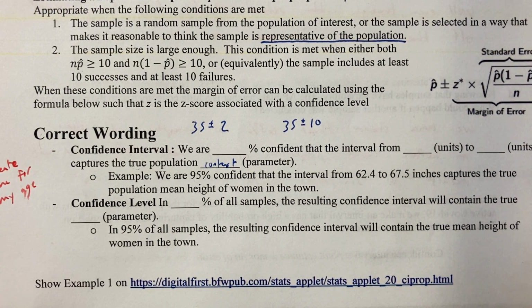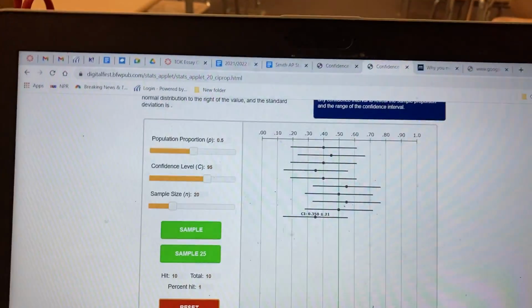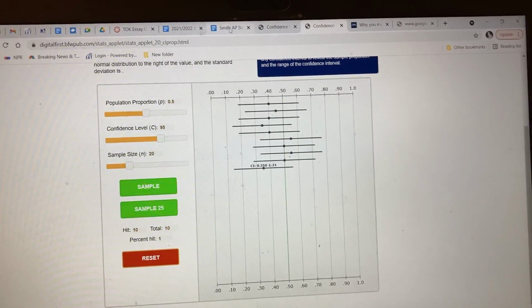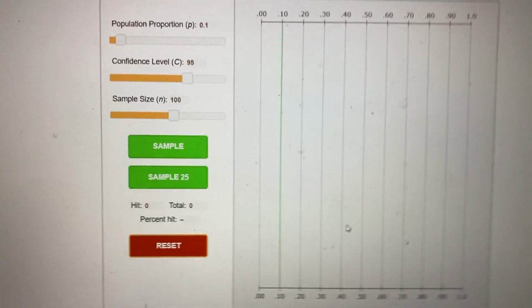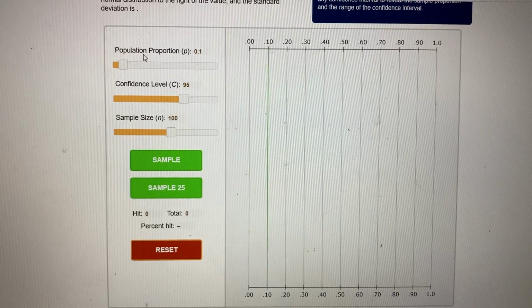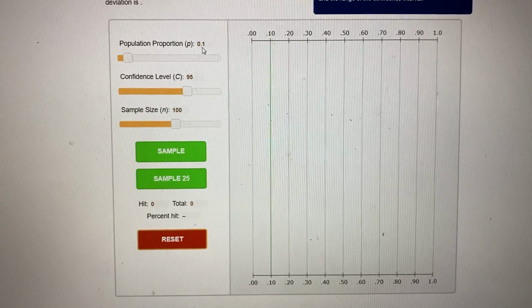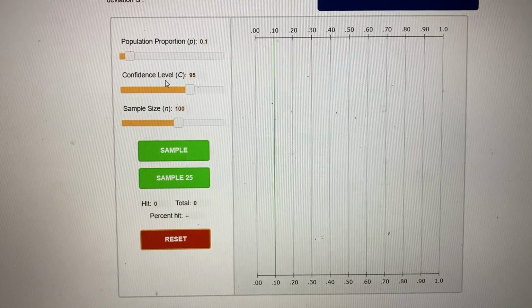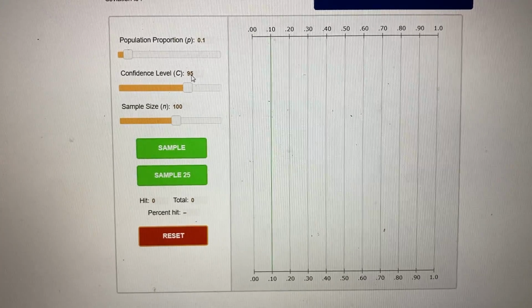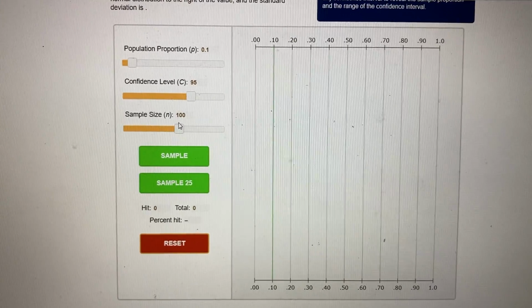Okay, let me show you using this app what is technically happening. So I'm going to transition. Here we are. Hopefully my internet stays up and working. So I'm setting this to, for the first problem, the true proportion of active COVID-19 cases was 10%. Let's say we want to do a 95% confidence interval with sample size 100.